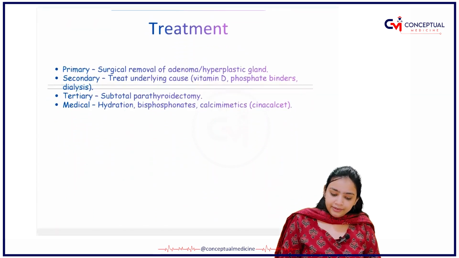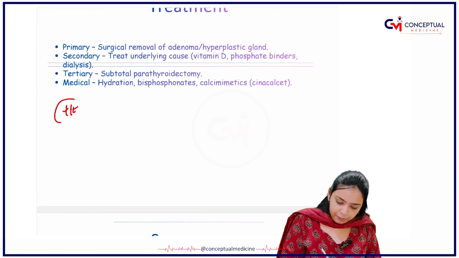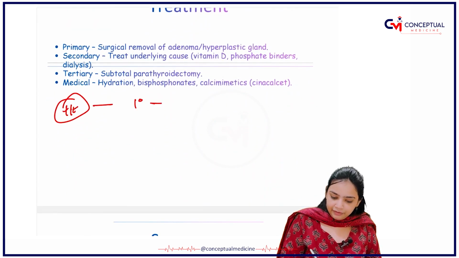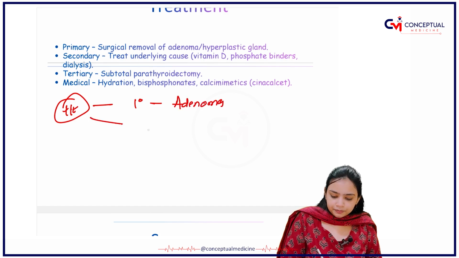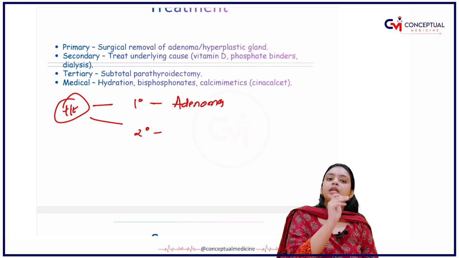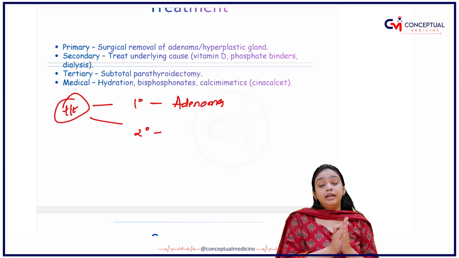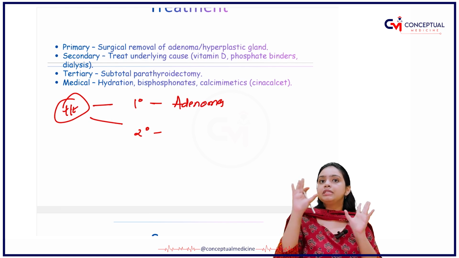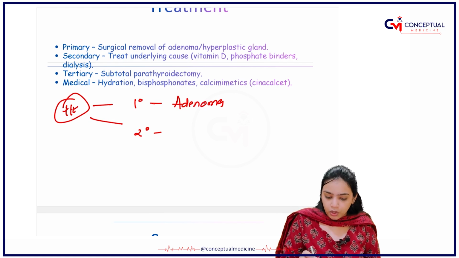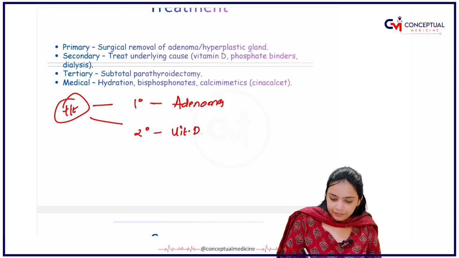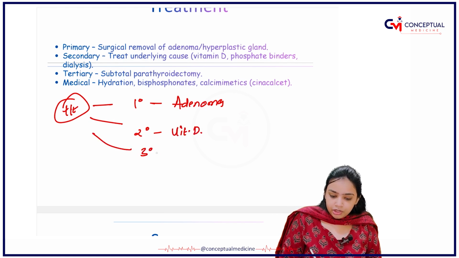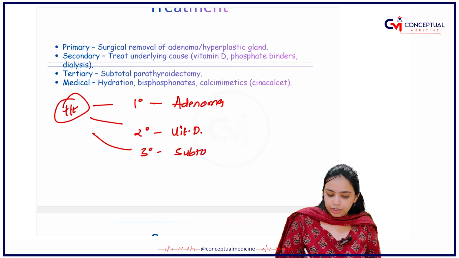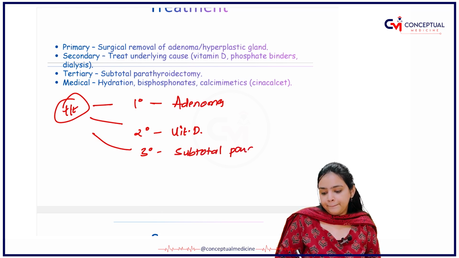What is the treatment? For the treatment, we follow a proper protocol. For the primary, we have the surgical removal of adenomas. Just remove the adenomas. For the secondary, you have to treat the underlying cause. Whatever the underlying cause is, like if the patient is having vitamin D deficiency, I will treat that. Tertiary, in tertiary I will do a subtotal parathyroidectomy.